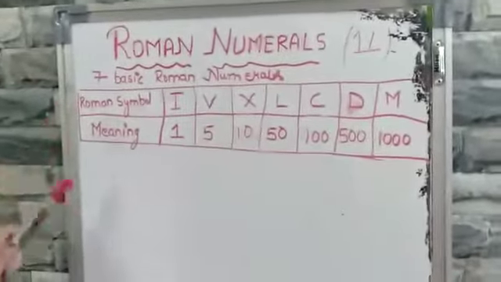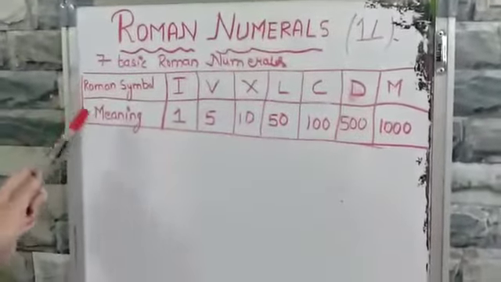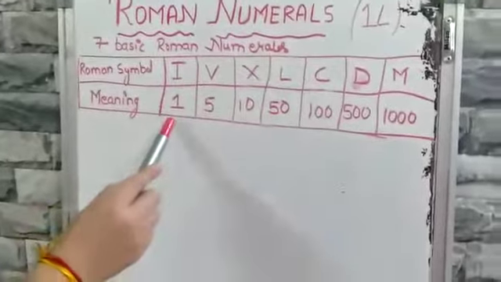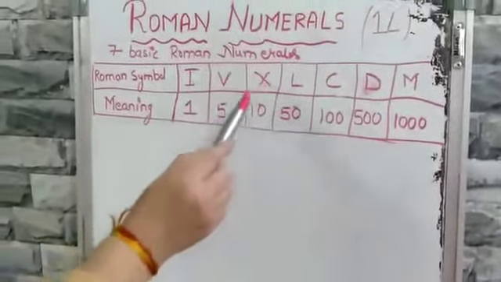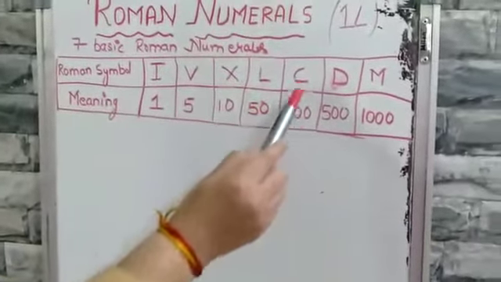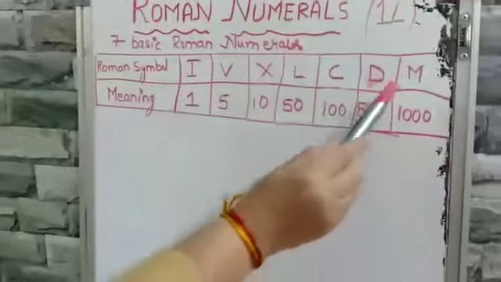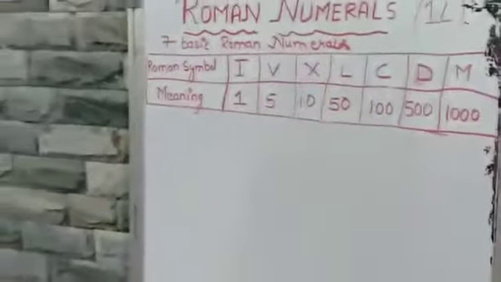So I have already made for you these Roman symbols along with their meaning. We all know that letter I we are using for 1, V for 5, X for 10, L for 50, C for 100, D for 500 and M for 1000.